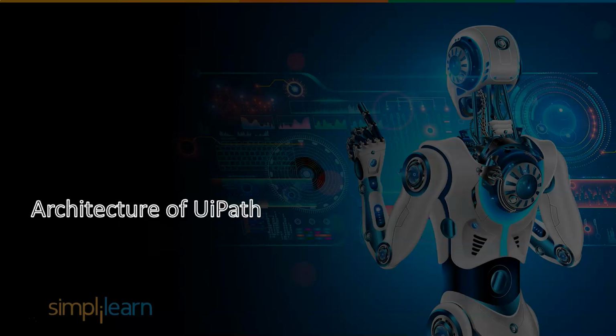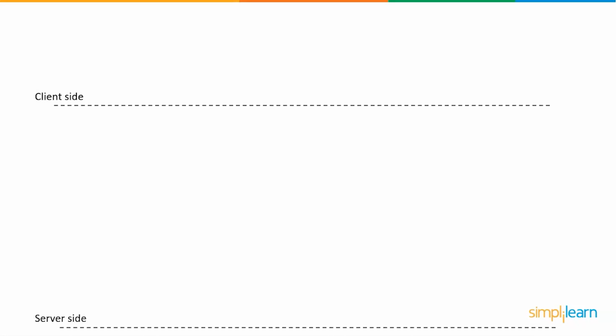Let's look at the architecture of UiPath. It consists of two sections, the client side and the server side, and the three layers. Let us look at them one by one. We will first look at the client side and the server side.